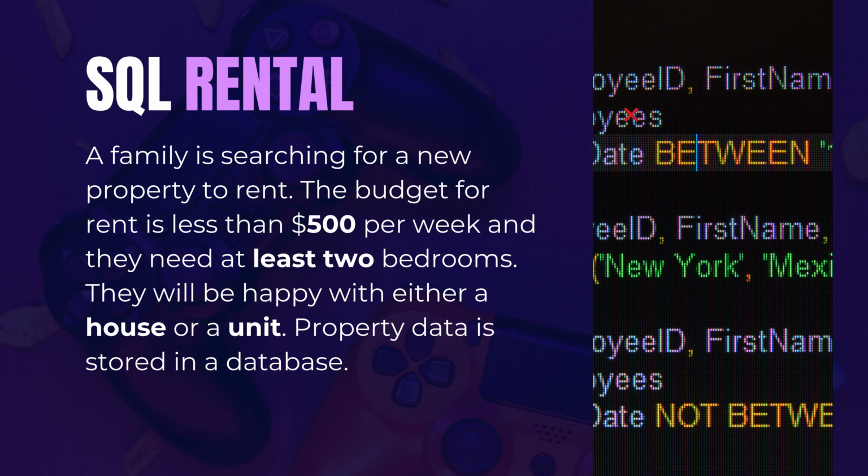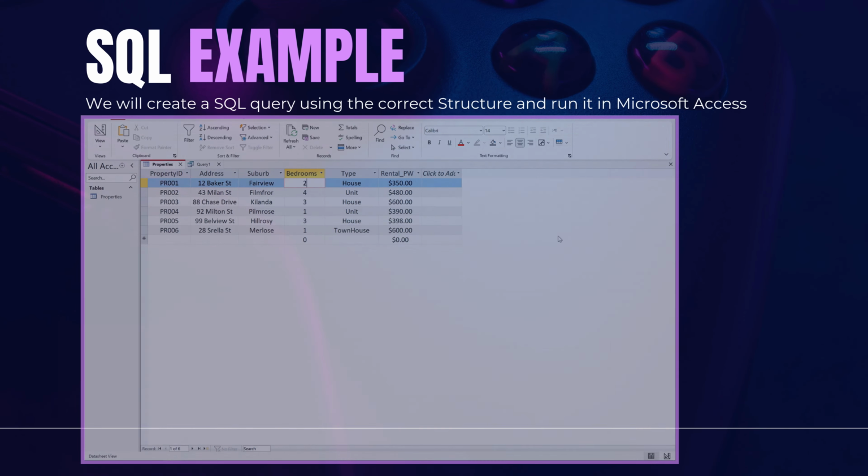So the first thing that we have here is the actual question. A family is searching for a new property to rent and the budget has to be less than $500 per week. They need at least 2 bedrooms and they will be happy with a house or a unit. So we will find all this stuff in our Microsoft Access database, which has all information on property types, the rental, as well as everything else.